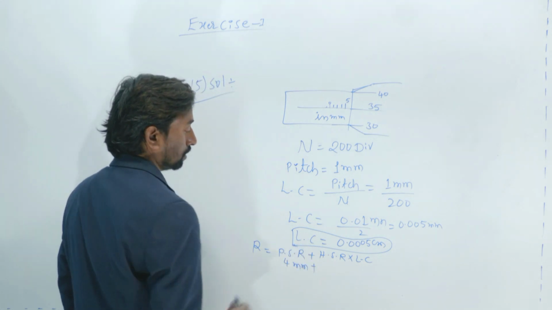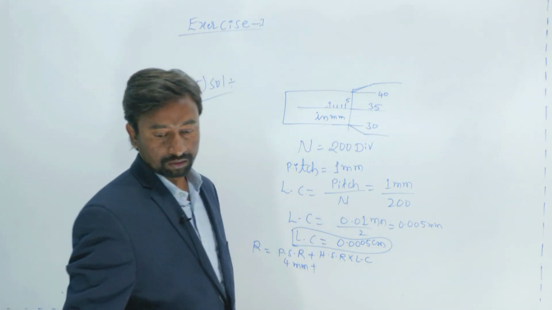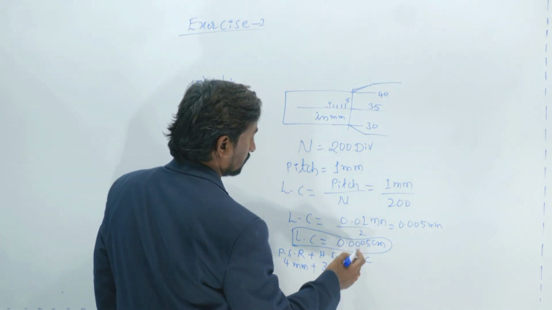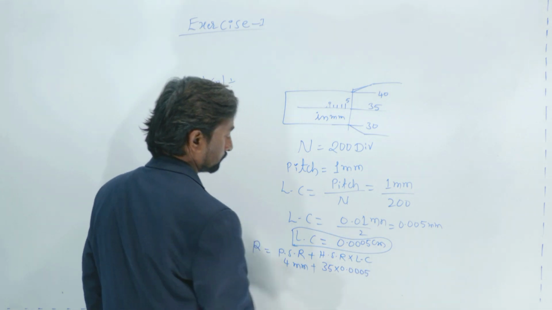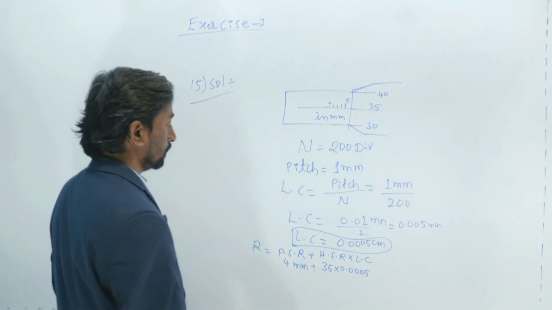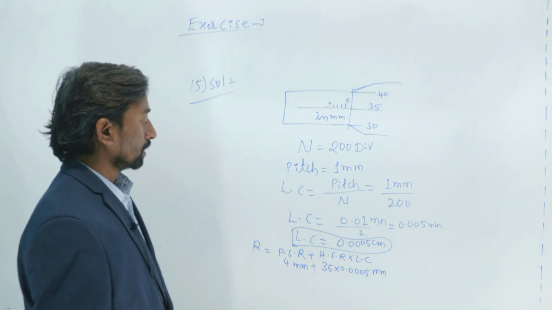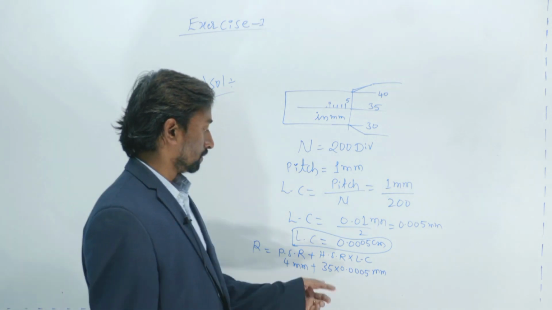Plus, now the HSR. HSR is coinciding with 35, so this will be 35 into the least count. The least count is 0.005 mm. So how much do you get there? 35 into 0.005.